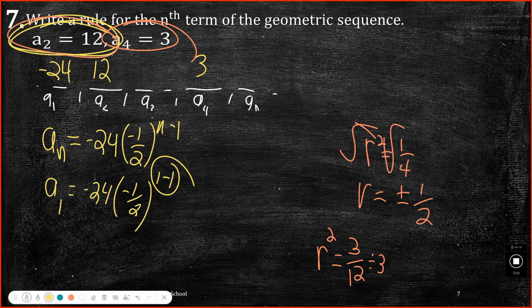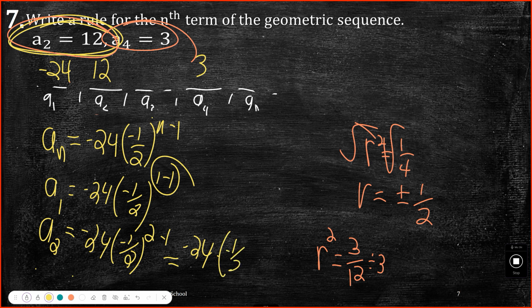Now let's do A sub 2. A sub 2 is negative 24 times negative 1/2, to the power of 2 minus 1. Negative 24 times it by? What's 2 minus 1? 1. So it's going to be negative 1/2 to the 1 power. What's a negative times a negative? What's half of 24?